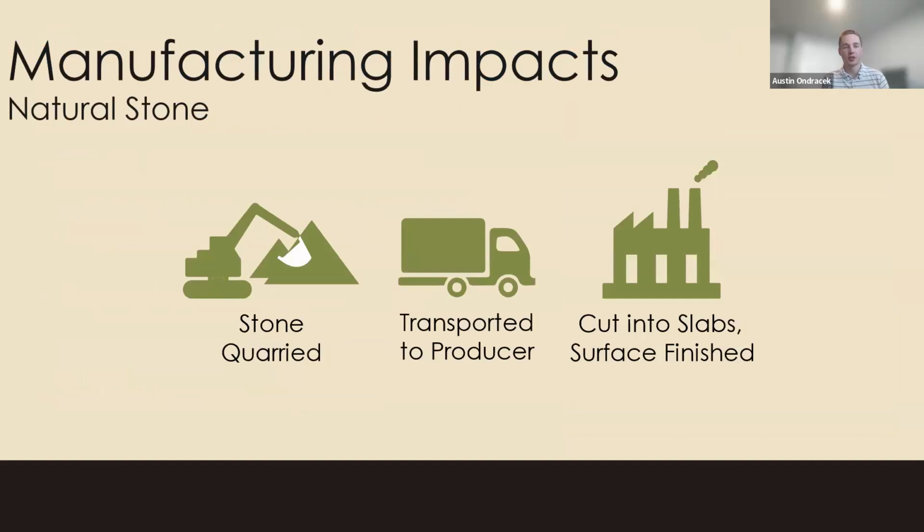So the manufacturing impact for natural stone is pretty simply laid out. You have it quarried, it's transported to the producer, cut into slabs, finished, and really that's it. The biggest impact from this is really transportation with natural stone. It's heavy. A lot of the times you can't fit as much of it on a truck depending on what type of material you're shipping. So that's really its biggest natural impact.